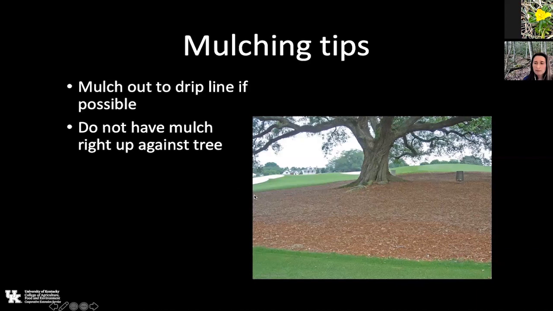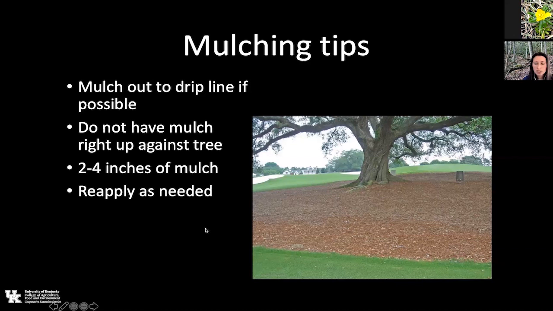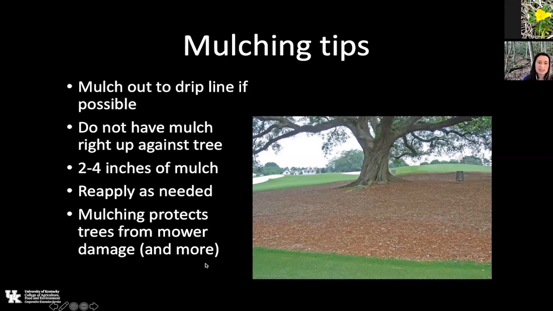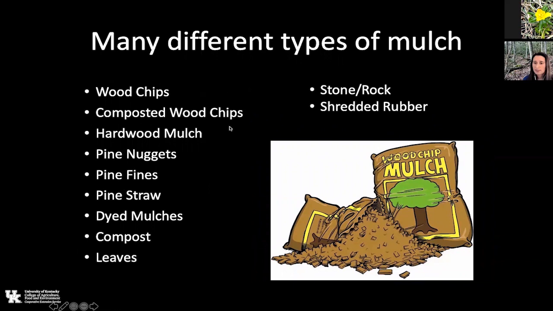Typically, depending on the type of mulch you're using, around 2 to 4 inches is plenty. You don't want too much mulch. And instead of piling it all on at once, it's more of a reapply as needed type of deal. So there's lots of mulches out there and it can feel overwhelming. All of the different amounts of mulch, which type of mulch should you get?